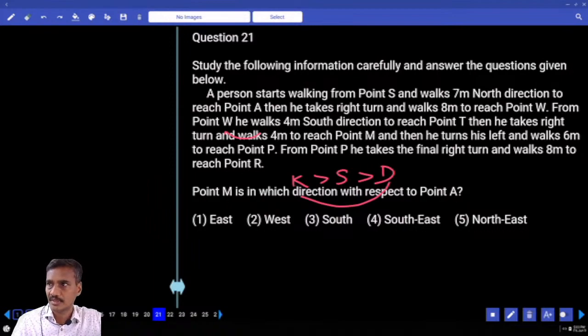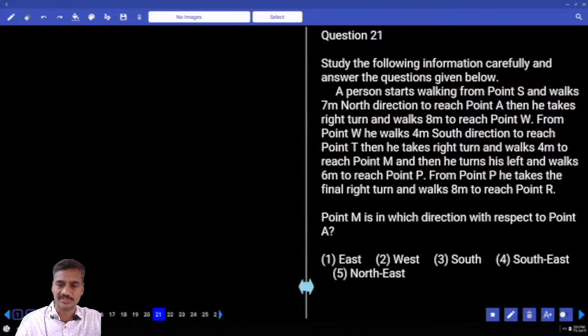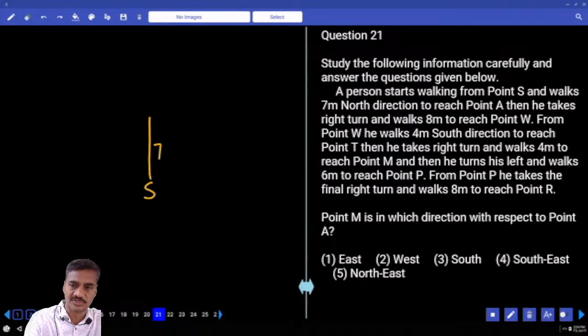Then the next one, 21 onwards. Now 21 to 23. Questions 21 and 22 are based on these directions. A person starts walking from point S and walks 7 meters north and reaches point A.